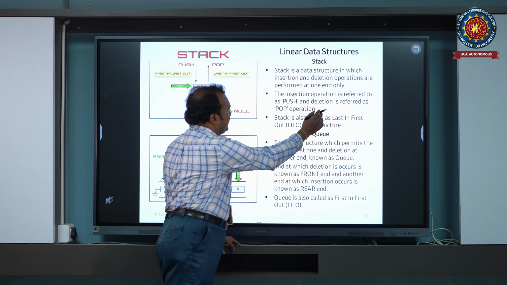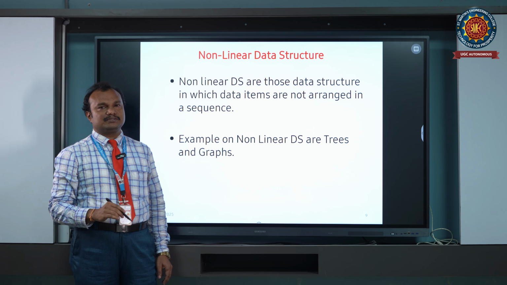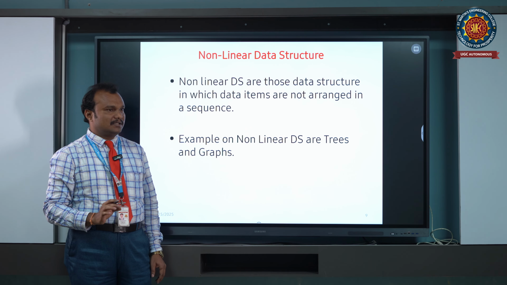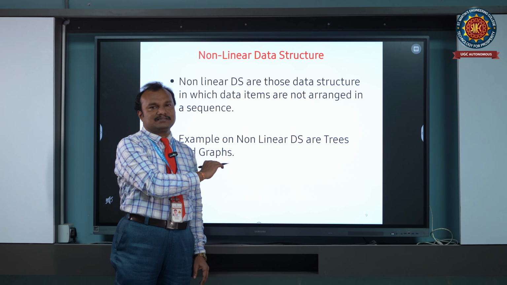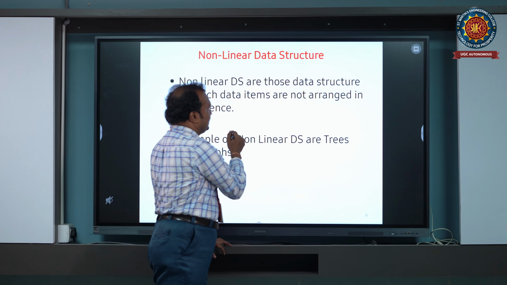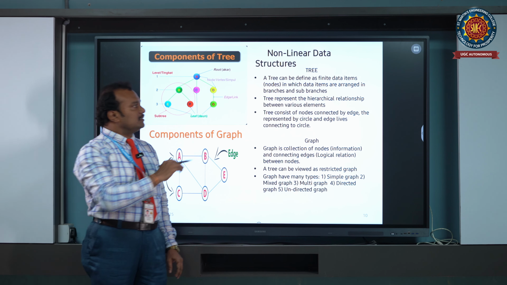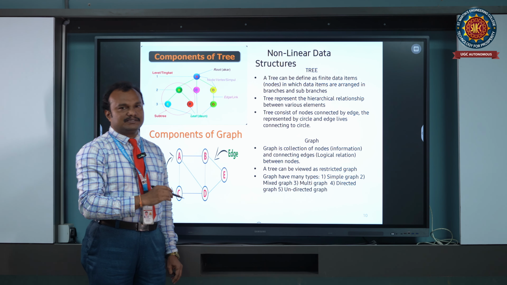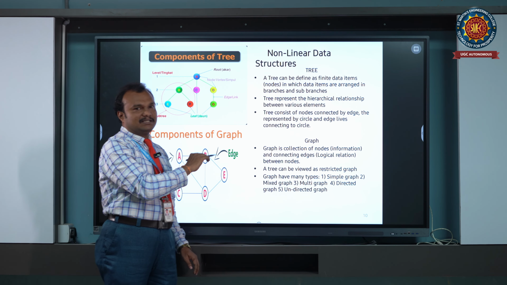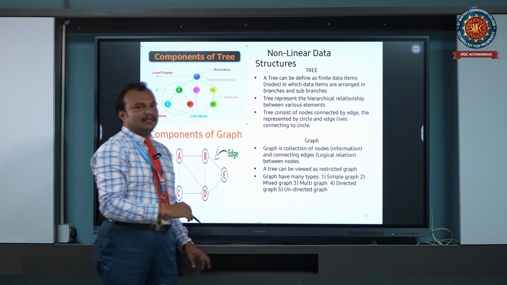Next coming to the nonlinear data structure. Nonlinear data structures are those data structures where data items are not arranged in a sequence. The examples of nonlinear data structures are trees and graphs. So what is a tree and what is a graph? A tree can be defined as data items which consist of nodes. All nodes are arranged in branches and sub branches. A tree consists of nodes connected by edges.